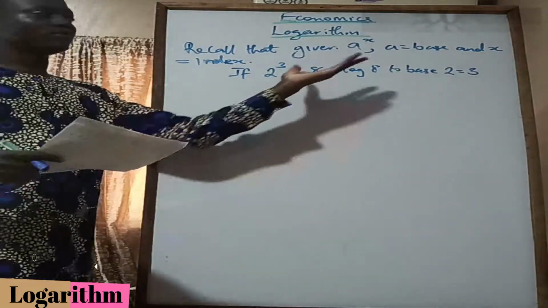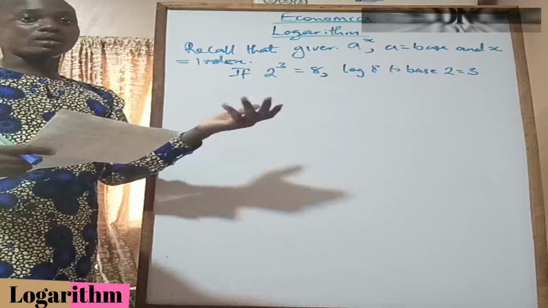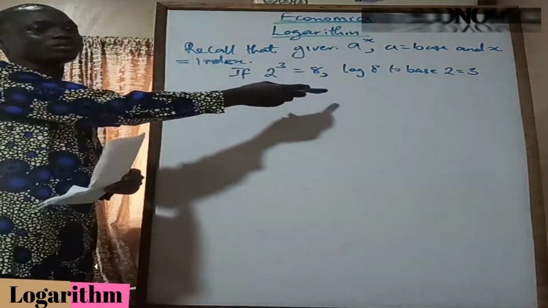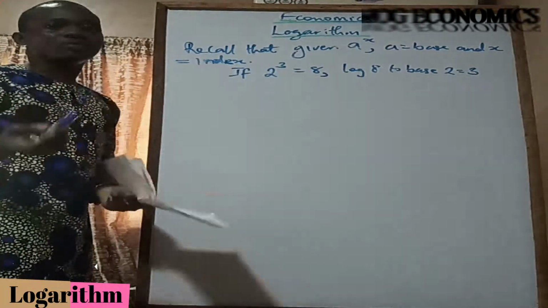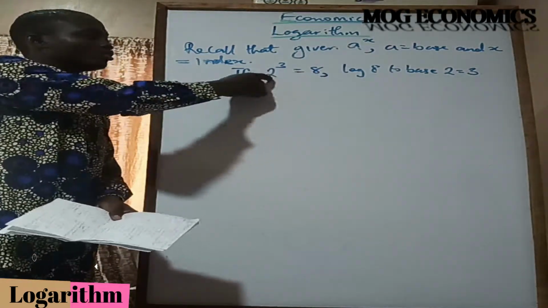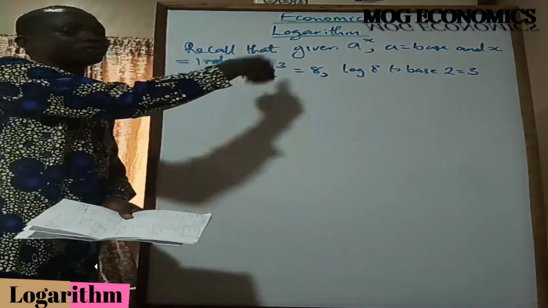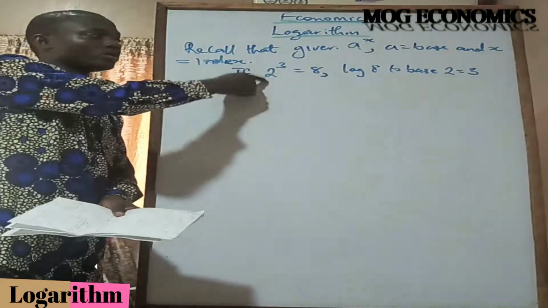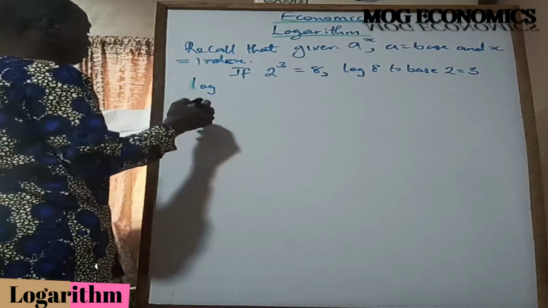So recall that if you have a raised to power x, a was called the base and x was called the index, right? So if you have a number like 2 raised to power 3 is equal to 8, 2 is the base, of course, 3 is the index, and 8 is the answer. So there is a relationship between this and logarithm in the sense that the logarithm of 8 to base 2 will give us 3, right? So remember that the base of 2 raised to power the index of 3 is going to give us 8. So I just do a logarithm, so logarithm of 8 to base 2 is going to be equal to 3.